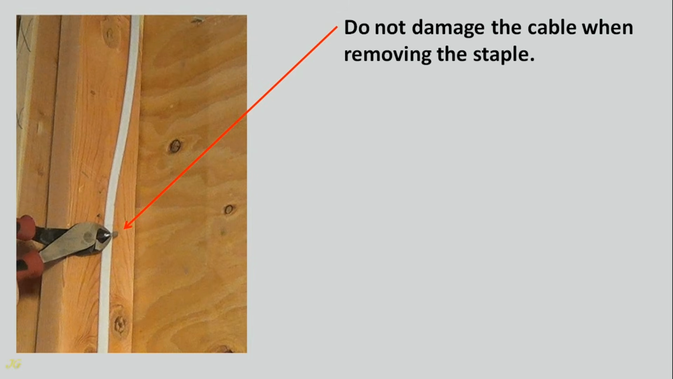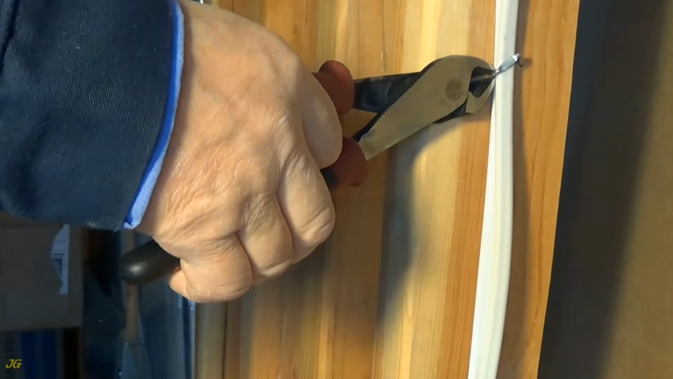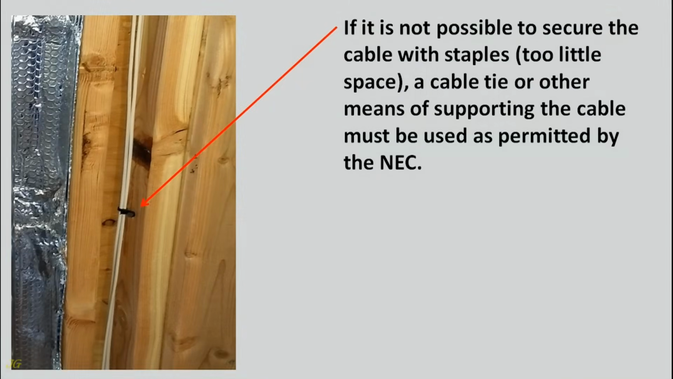Do not damage the cable when removing the staple. If it is not possible to secure the cable with staples, because of too little space, a cable tie or other means of supporting the cable must be used as permitted by the NEC.